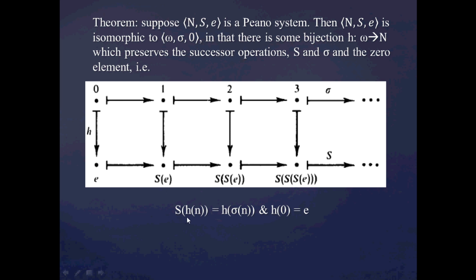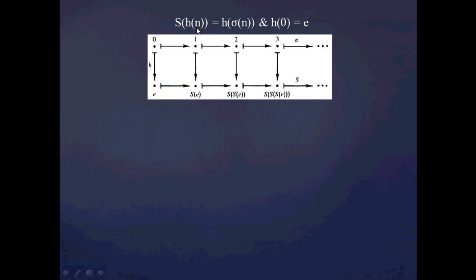And just writing that out symbolically, s of h of n, so we start at n, we apply h first and then apply s, is the same as starting from n, applying sigma first, and then applying h. So if we have that symbolic relation, then this is what we consider two systems to be isomorphic: that they're isomorphic if there's some bijective relation h which satisfies these two properties between the systems. Here's that pair of equations that we're going to be working with. First here, that isomorphic equation, and that h of 0 is equal to e.